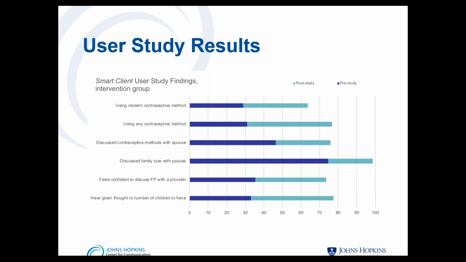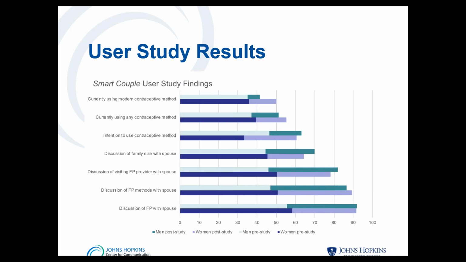So, just some of the findings: women were twice as likely to feel confident discussing family planning with a provider. Nearly all of the women had recently discussed desired family size with their spouse, and the number of women using a modern method of contraception more than doubled. Next slide.